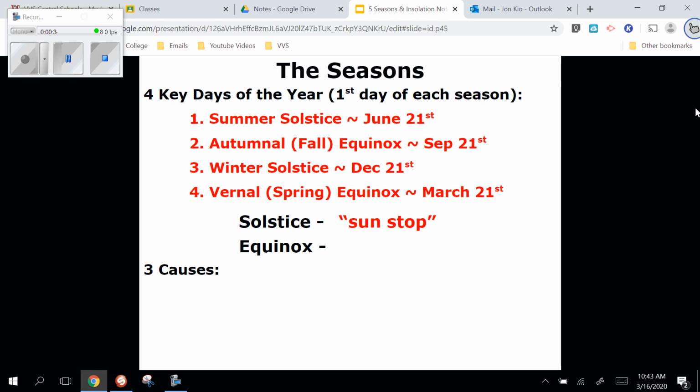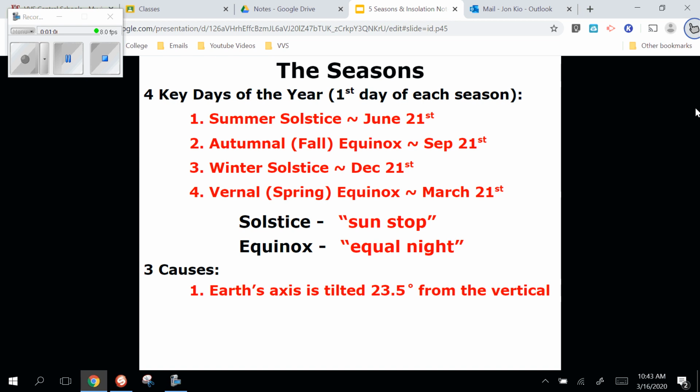All right, what does solstice mean? Solstice means sun stop. For example, in the summer and in the winter, we stop getting less daylight, start getting more, or stop getting more daylight, start getting less. All right, and that's kind of what's going on here. Equinox means equal night. That means 12 and 12. That means on those 2 days of the year, everywhere on the planet, 12 hours of daylight, 12 hours of darkness.